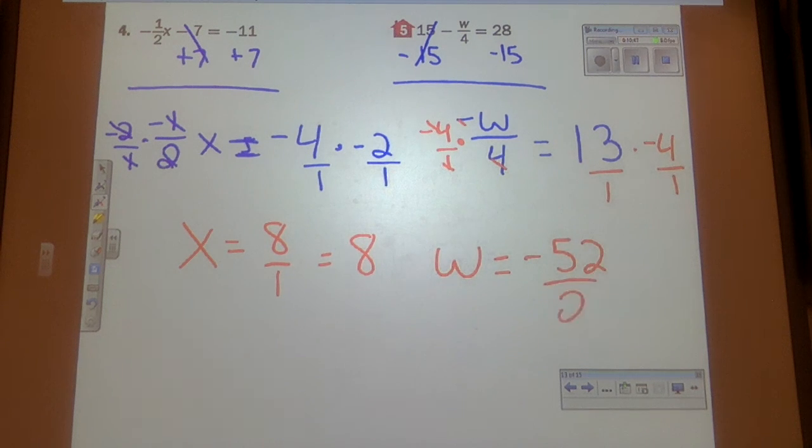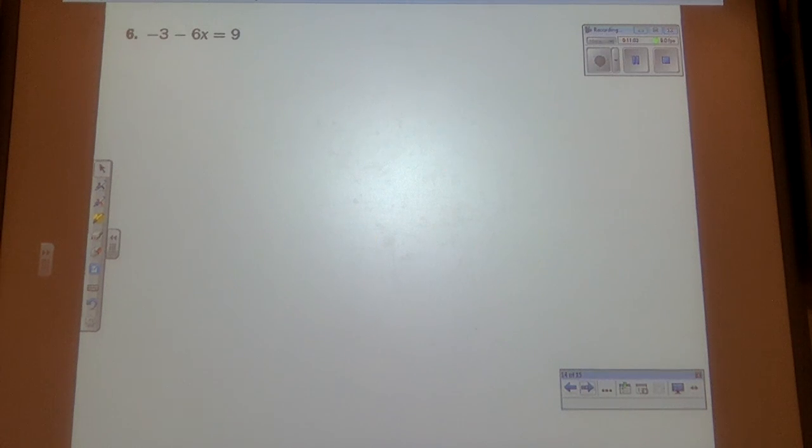negative 52 over 2. You're not done yet. You need to simplify. Wait. That was a mistake. Typo. 1 times 1 is 1. So it's negative 52 divided by 1, which is negative 52. If you ever question your answers, plug them back into the equation to check them.